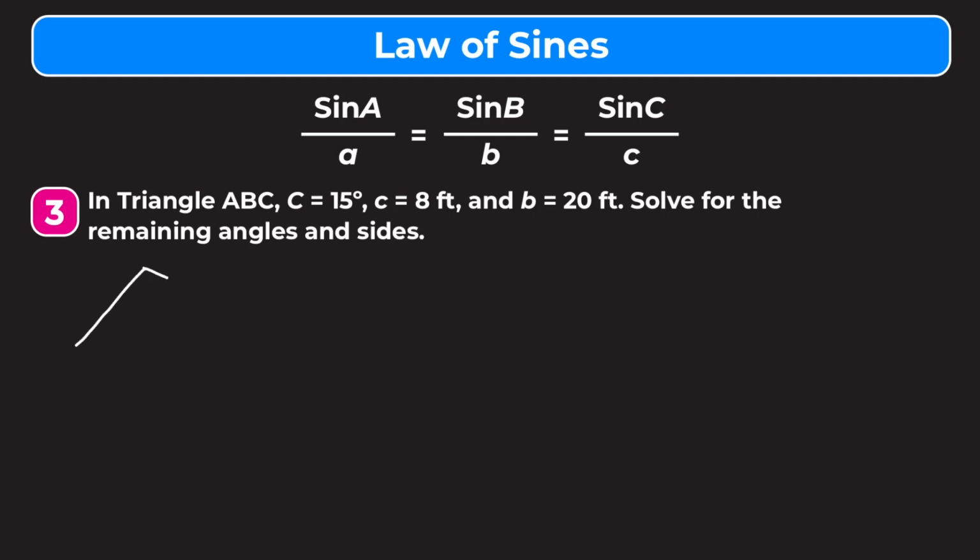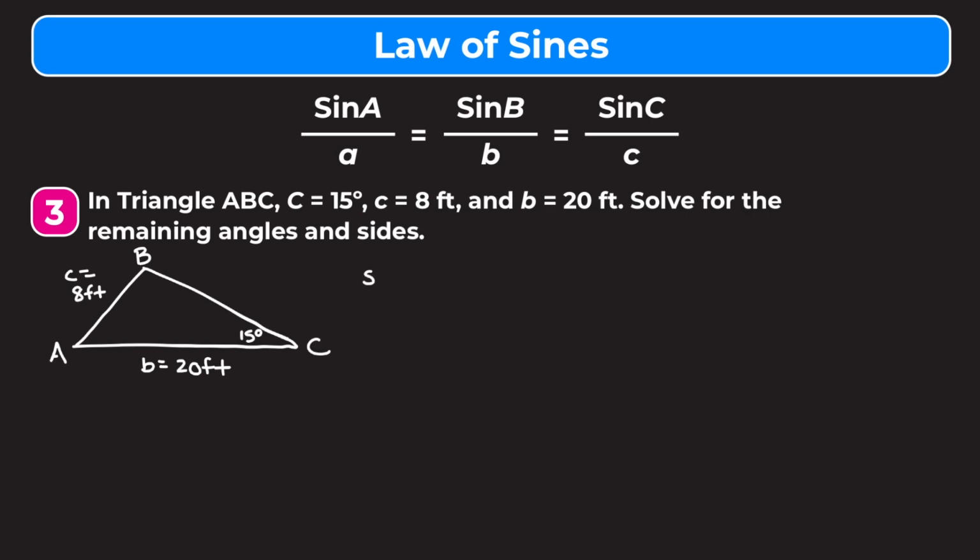So let's just sketch something like this. I know angle C is 15 degrees, side C is 8 feet. And I know side B, which I'll put down here, is 20 feet. So I'll put C equals. So this is going to be angle B up here and angle A over here. And let's solve for angle B by using the law of sines.